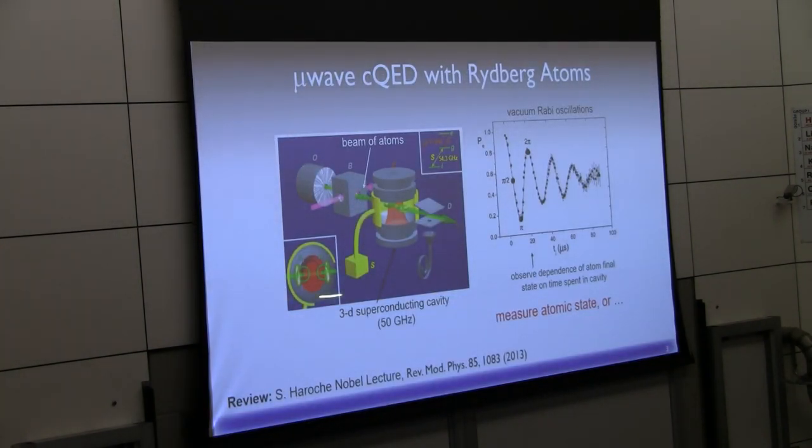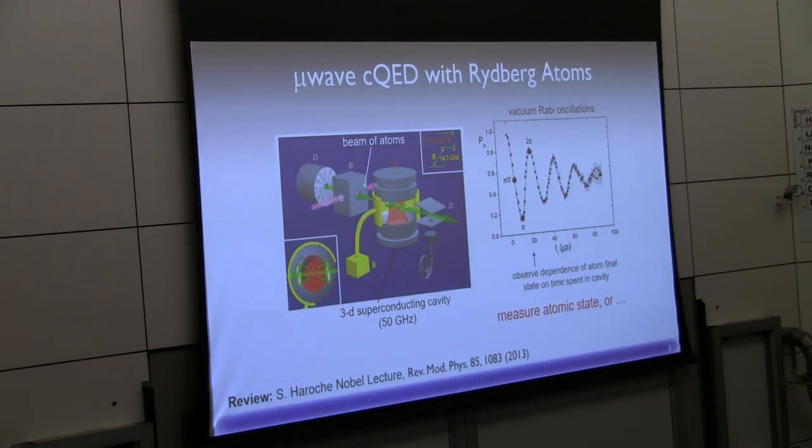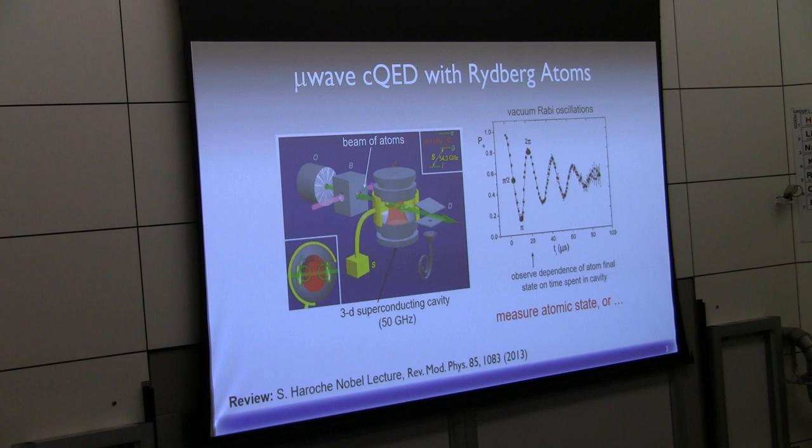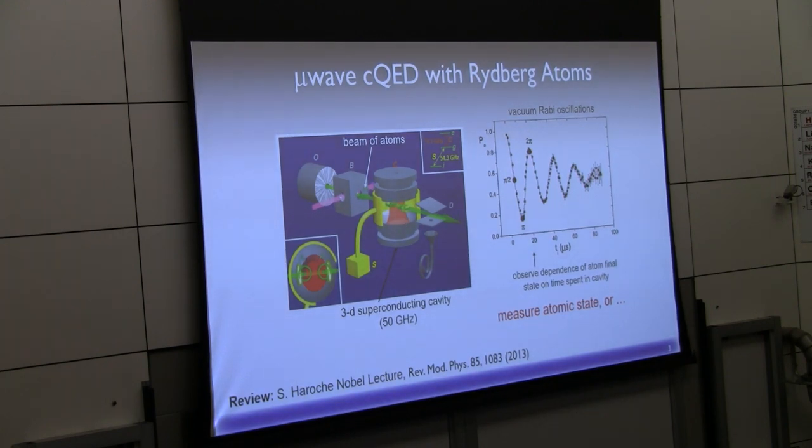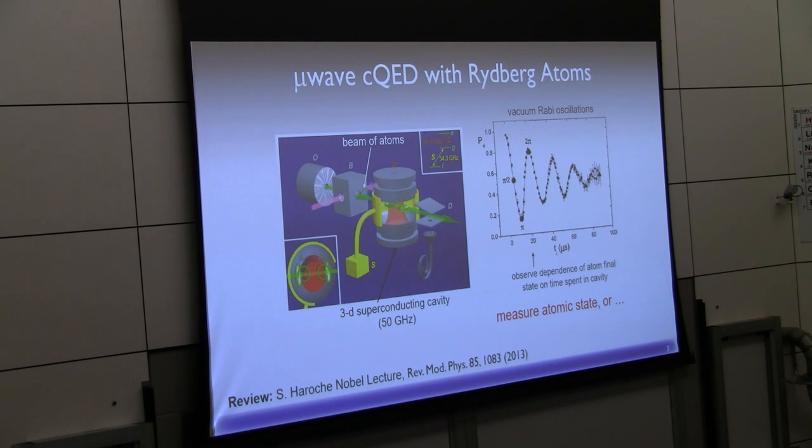So microwave cavity QED is done, of course, by the Haroche group in Paris with beams of circular Rydberg atoms, not under individual control, but just coming out of an oven, passing through the cavity and having a small microwave drive on the cavity. You can observe changes in the state of the Rydberg atoms transitioning between the 50th and 51st principal quantum number in the orbit, depending on how long they stayed inside the cavity. This is, of course, the subject of a Nobel Prize, and it's reviewed here.